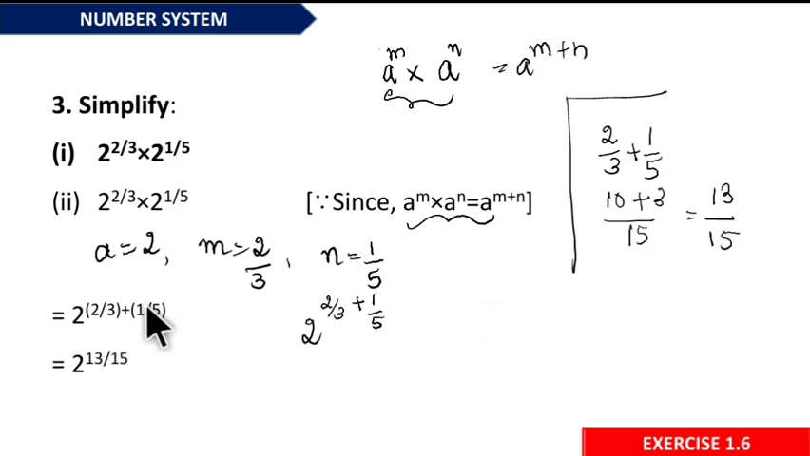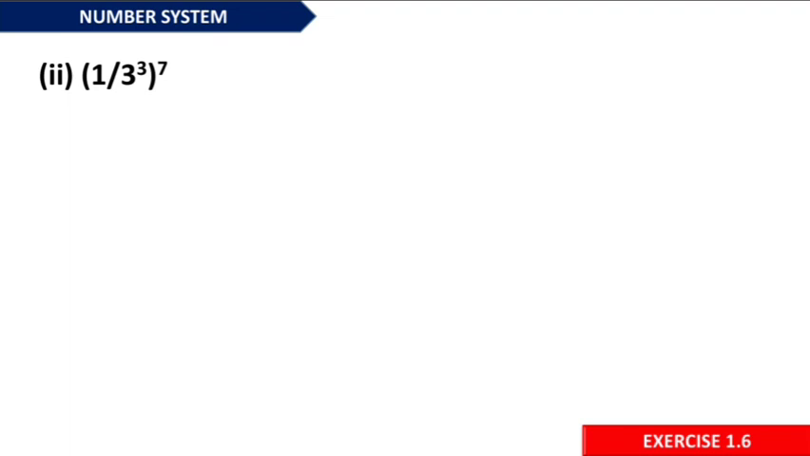So when we find the LCM of 2 by 3 plus 1 by 5, we are getting 2 to the power 13 divided by 15. This is the answer of this question. Now let's solve this question: 1 divided by 3 to the power 3, whole to the power 7. I will write again here. This you can write as 1 divided by 3 to the power 3, whole to the power 7.